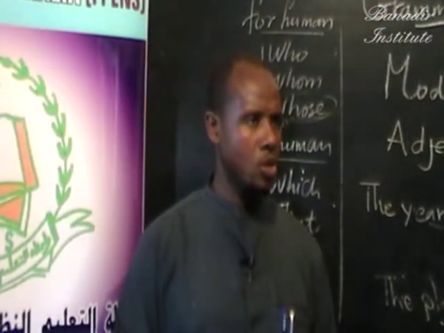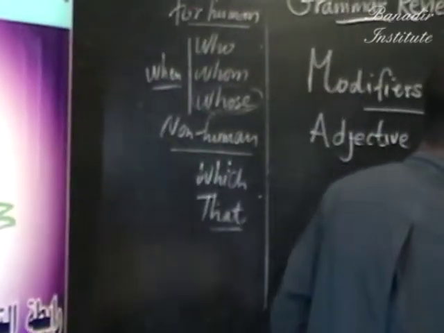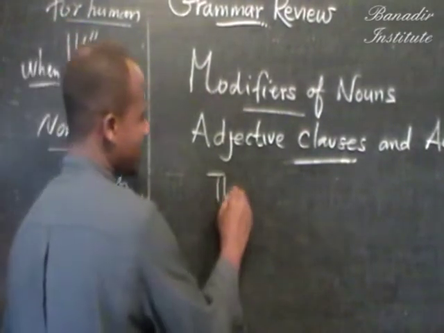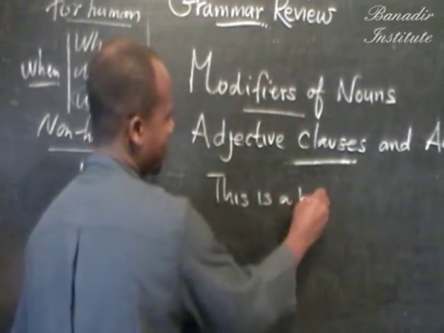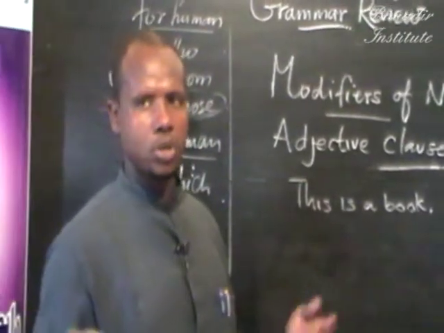Adjective is a word that tells us something about a noun. For example, when I say "this is a book," it is very simple English. This is a book.